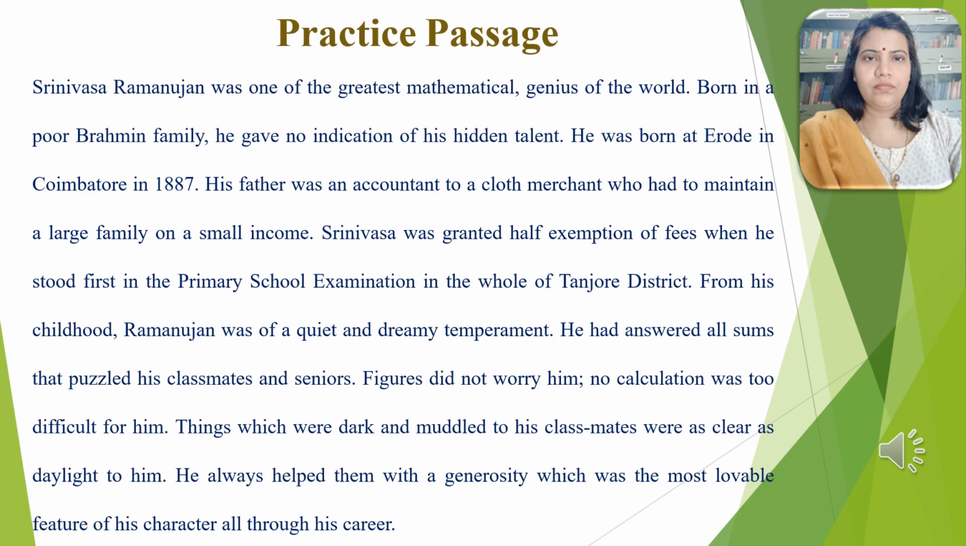So students, let's read the practice passage. Srinivasa Ramanujan was one of the greatest mathematical geniuses of the world. Born in a poor Brahmin family, he gave no indication of his hidden talent. He was born at Erode in Coimbatore in 1887. His father was an accountant to a cloth merchant who had to maintain a large family on a small income. Srinivasa was granted half exemption of fee when he stood first in the primary school examination in the whole of Tanjore district.